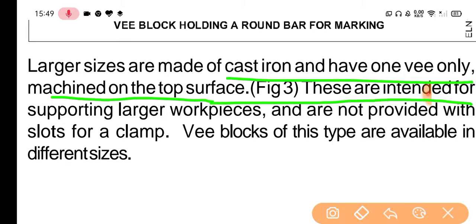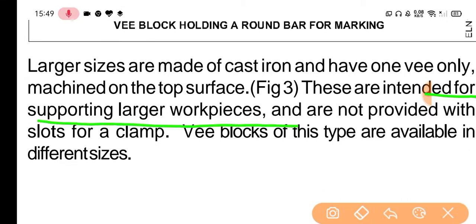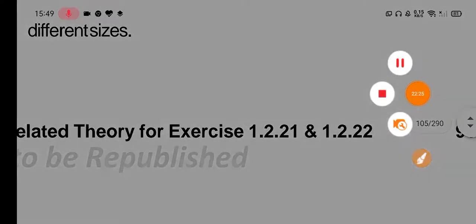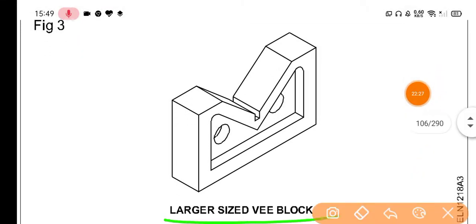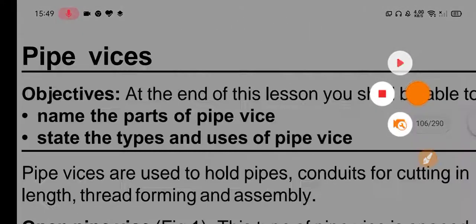The larger sizes are made of cast iron and have one V only machined on the top surface. Given picture 3, these are intended for supporting larger workpieces and are not provided with slots for a clamp. V blocks of these types have different sizes. This is the larger size of V blocks, and this is the pipe vise.